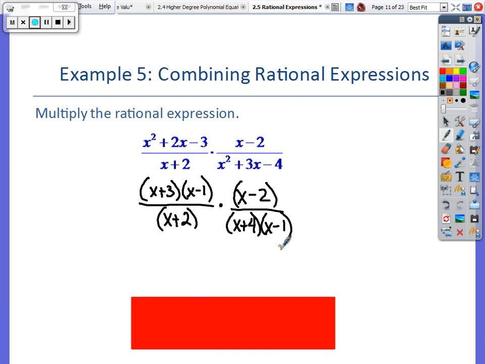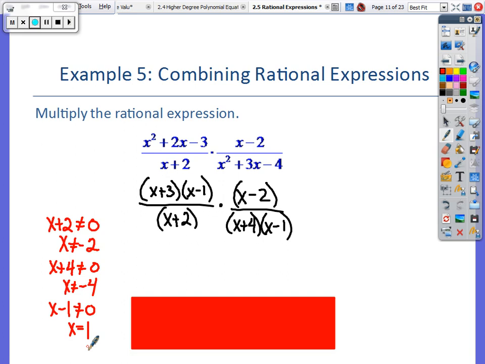With multiplication, now we do need to identify where it's undefined again. So that's setting each denominator equal to 0. It's a great habit to get into. And so we go ahead and we get negative 2. And then the x plus 4, we get negative 4. And then with the x minus 1, we get positive 1. Okay, that it doesn't equal. So we've identified the three values that are undefined.